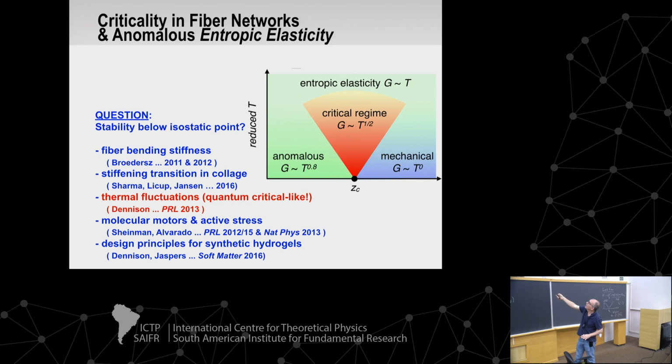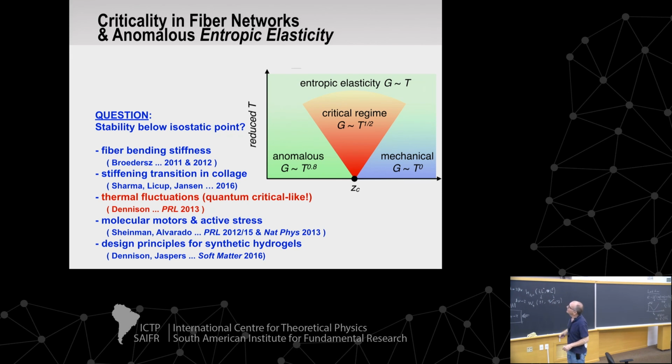So at high connectivity, you get a stable system. There's no dependence on the temperature. It's all mechanical. At low temperature, I would get a floppy phase, entropic elasticity. But the weird thing is, the modulus is not proportional to T. It's proportional to T to the 0.8. And then there's a critical region. But the way we understand that 0.8 is the following, and I really will end with this.